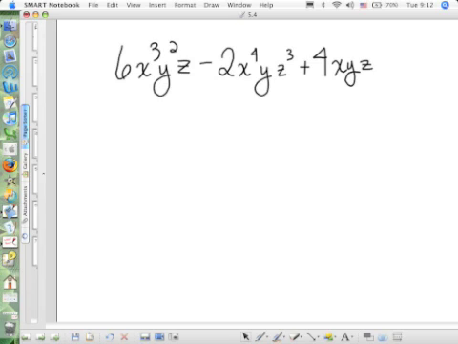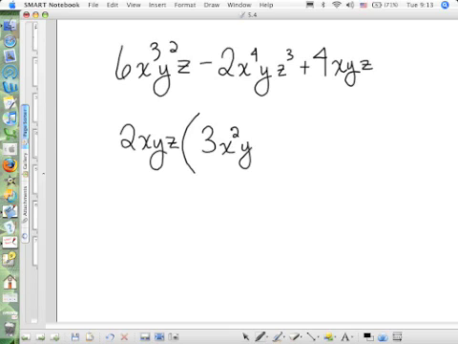James, what was the greatest common factor? 2xyz. Does everyone agree with that? Yes. Very good. Okay. Caleb Dishler, when you take this first term and factor out 2xyz, what's left? You're dividing. You're not subtracting 6 by 2. You're dividing 6 by 2. Very good. Remember, it's division.